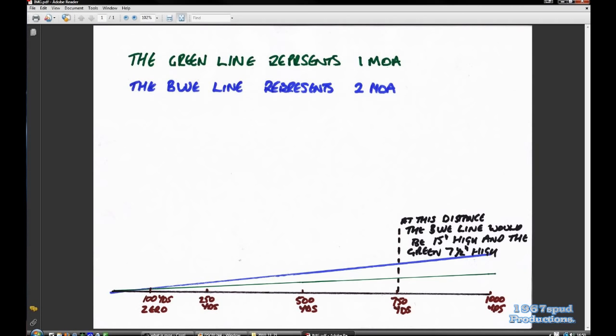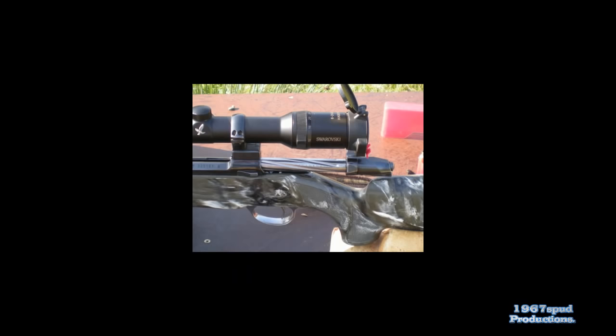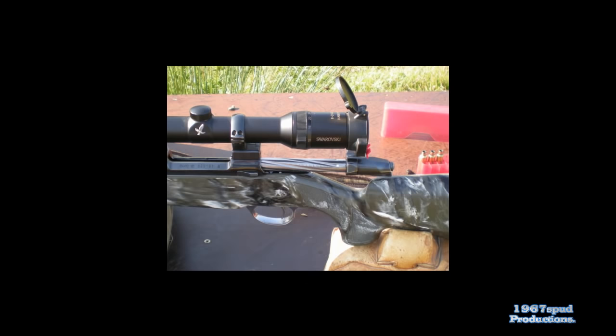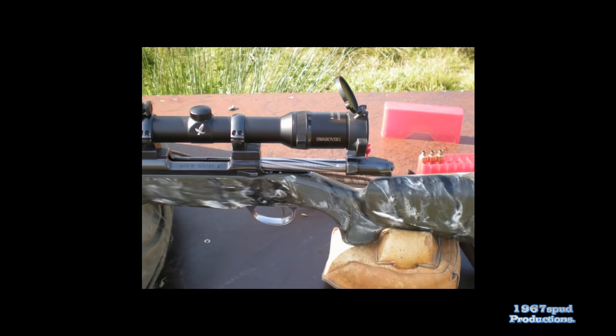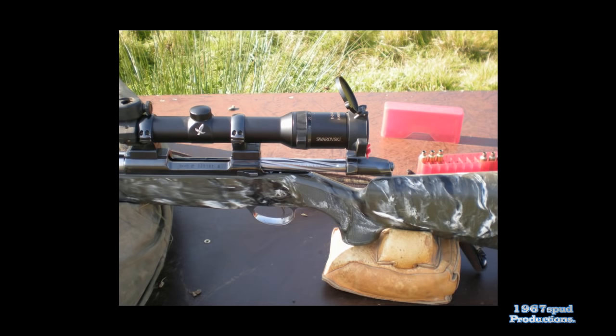A half a minute would be 5 inches. 1.5 minutes at 1,000 yards would be 15 inches. So at 500 yards, 1.5 minutes would be 7.5 inches. This leads us on to the fact that people say that they've got a quarter of a minute gun or a half a minute gun, meaning that they'll shoot a group size at 100 yards of a quarter of a minute or a quarter of an inch. In theory, in a perfect world, if you shot out to 500 yards, a quarter inch gun would create a 1.25 inch group.